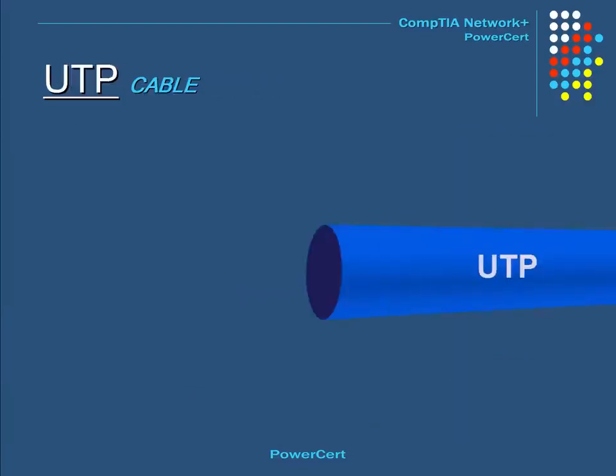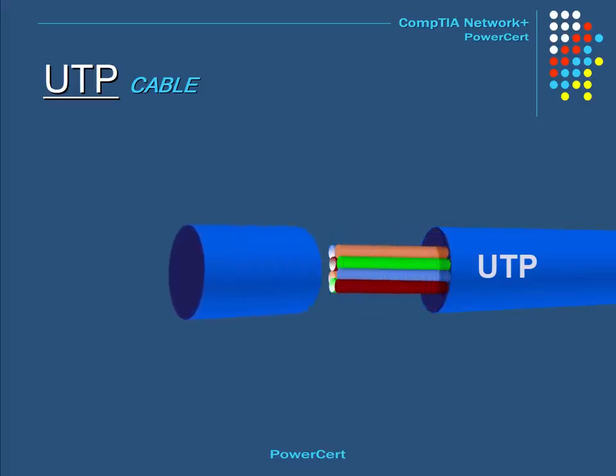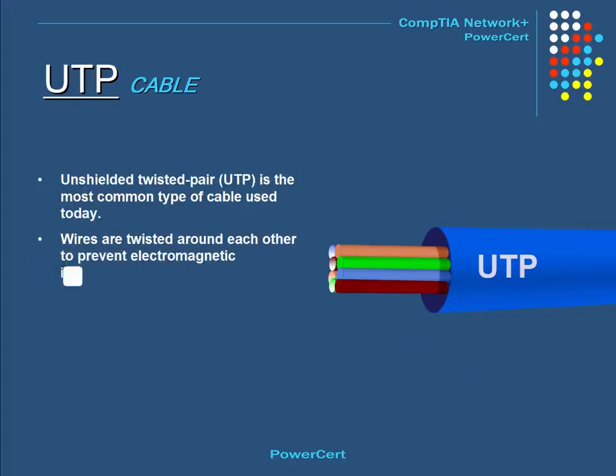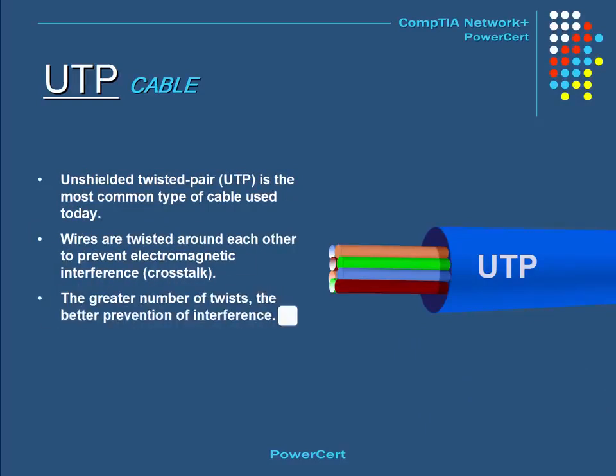Unshielded twisted pair is by far the most common type of cable that is used today. It consists of 4 pairs of unshielded wires twisted around each other. The wires are twisted to prevent electromagnetic interference or crosstalk. This type of cabling is mainly used on local area networks.